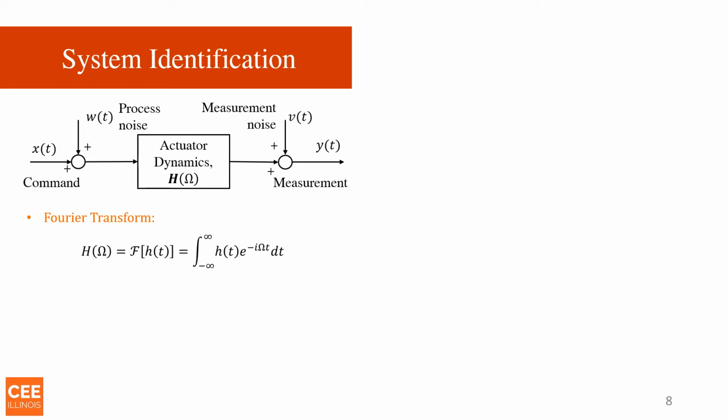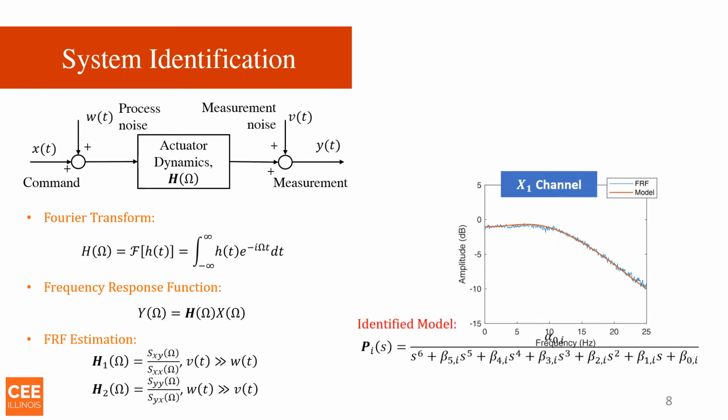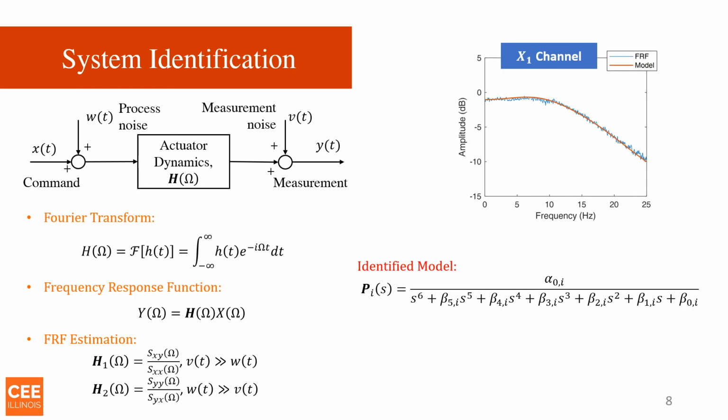And in frequency domain, we are able to describe the relationship between the command and measurements through a frequency response function. The frequency response function can be estimated via different methods. I used in my own research the H1 or the H2 method. The outcome of the described system ID process is a transfer function model, which again is another way of representing a model in frequency domain. I basically take my frequency response function and fit it with a transfer function model that I've identified, shown here.